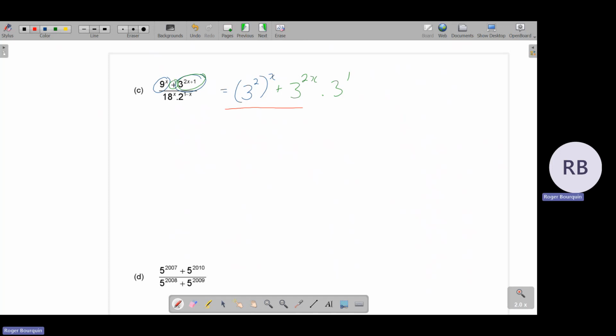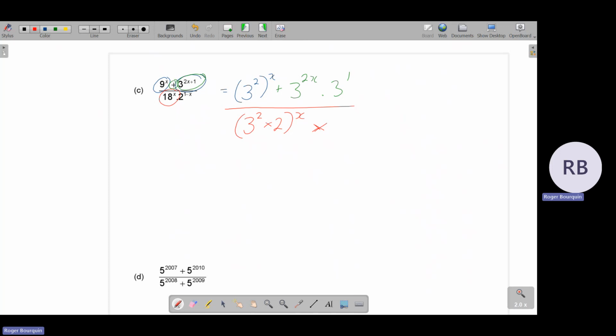18 is not a prime base, so you're going to have to make it prime. It'll be 9 times 2, which is 3 squared times 2, all to the x, times 2 to the 1 minus x. This looks like a bit of a sneaky question. That's what is going on here.